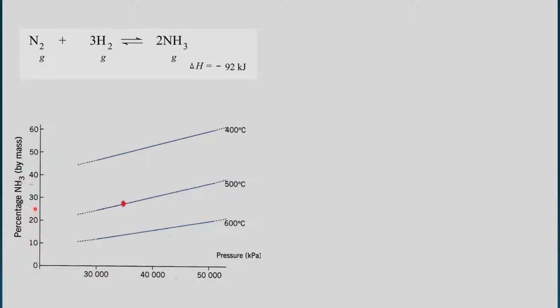Y-axis, the percentage of product, how much ammonia you can achieve. I didn't write 100 because you never achieve 100% product of ammonia. And that's another factor, temperature, different degrees, 600, 500, 400. Now, let's look at them one by one.